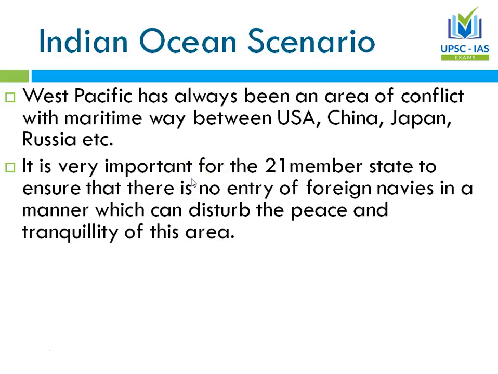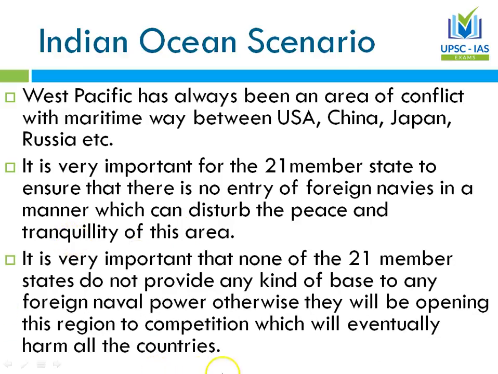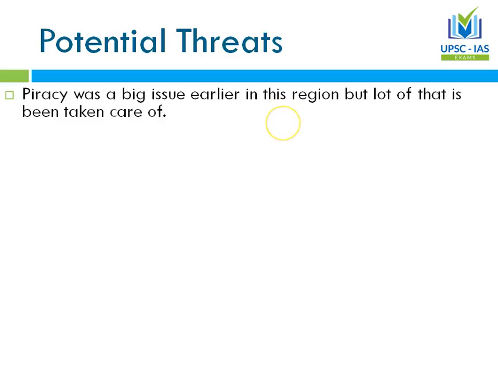It is very important for the 21 member states to ensure that there is no entry of foreign navies in a manner which can disturb the peace and tranquility of this area of IORA. It is very important that none of the 21 member states provide any kind of base to any foreign naval power. Otherwise, they will be opening this region to competition, which will eventually harm all the countries. Very simple to understand. I'll give you a small example as well, right?